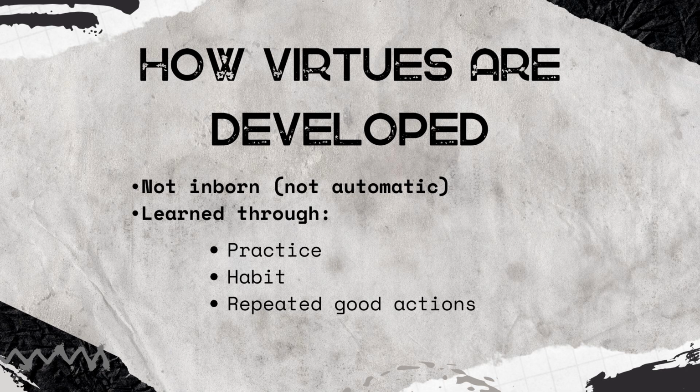For example, you become honest by telling the truth again and again, even in small or difficult situations. Another example is you become respectful by consistently using polite words like please and thank you and showing good manners every day. And last, you become kind by helping others regularly, not just when it is convenient.